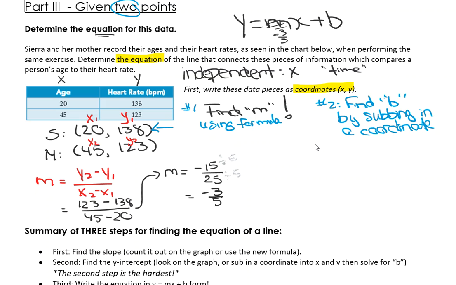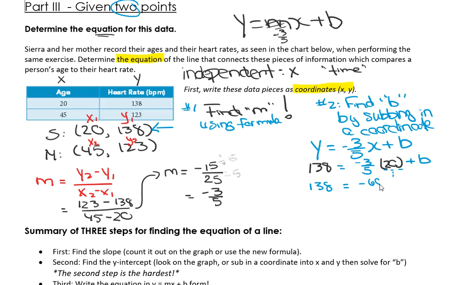So my equation so far is y equals -3/5 x plus b. Now I'm going to sub this point in for x and y. The y value is 138 equals -3/5, and the x value is 20, plus b. So I have 138 equals, now remember this is over an invisible 1, and we multiply straight across the top, straight across the bottom. So -3 times 20 is -60, that'll be our numerator. Our denominator will be 5 times 1, which is 5, plus b.